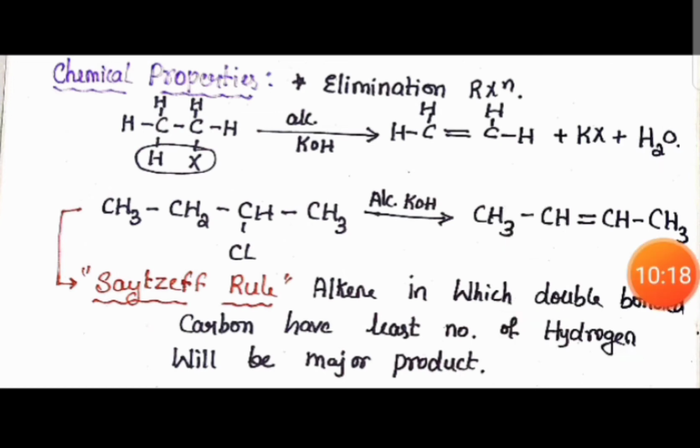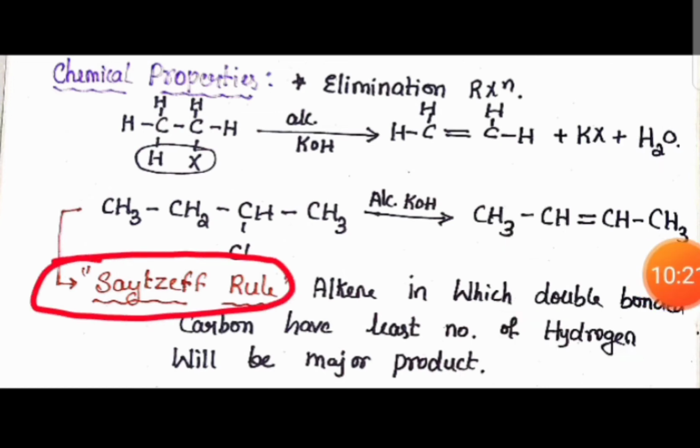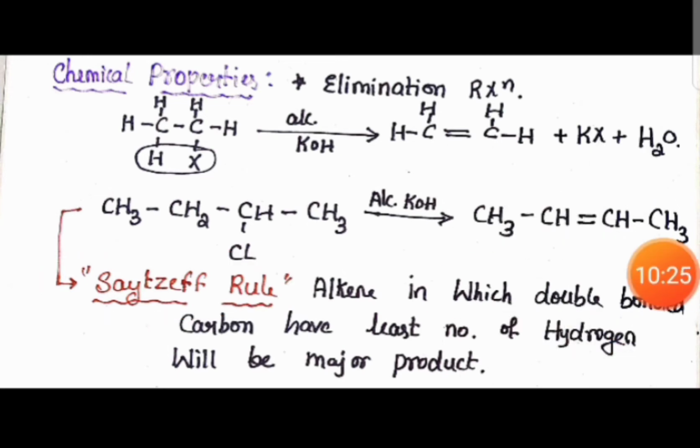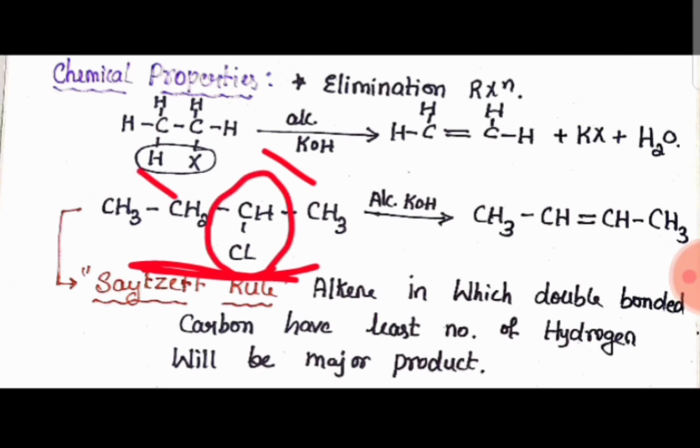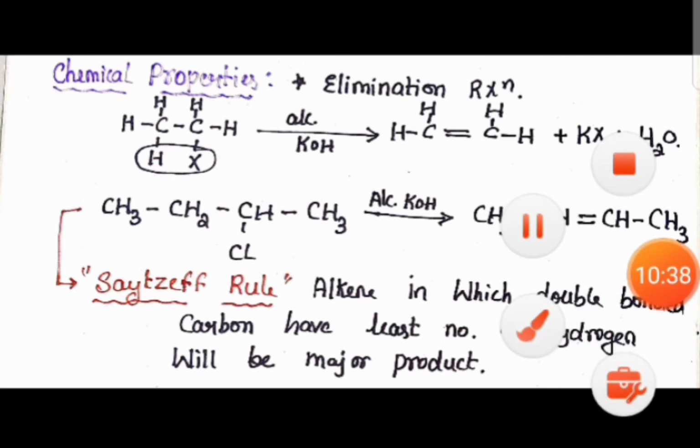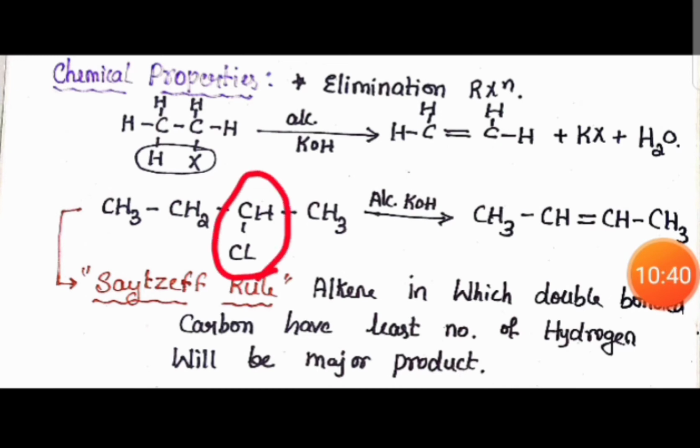Here we have to remember one important rule called Saytzeff's rule or Zaitsev's rule, that is applicable when the alkyl halide has two beta carbon atoms. The carbon having the halogen is alpha, whereas the adjacent carbon atoms are beta. So in this case there are two beta carbon atoms. Now the confusion is, from the alpha carbon atom we remove the halogen, but from which beta carbon atom does the hydrogen have to be released in the elimination reaction? That is the most confusing part.